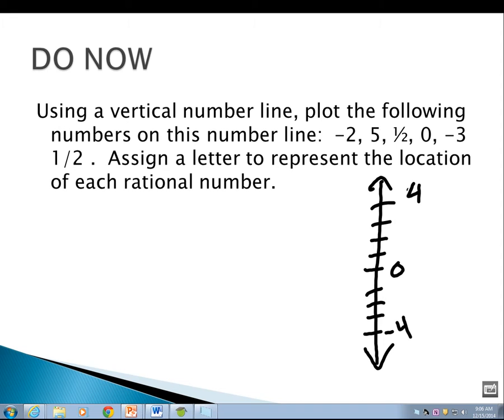So this is just like what we did last week, but it's on a vertical line. And then it says assign a letter to represent the location of each number. So plot those 6 numbers. Just like what we did last week.